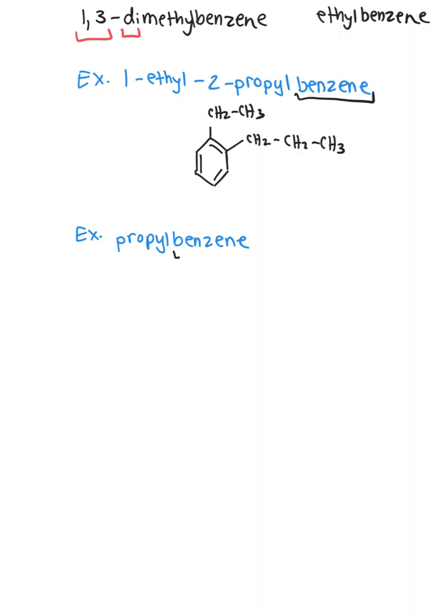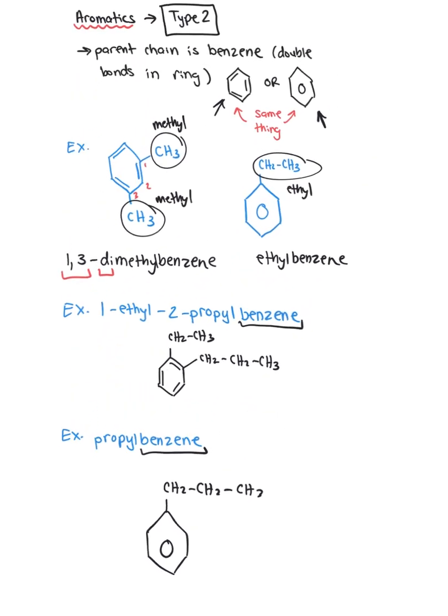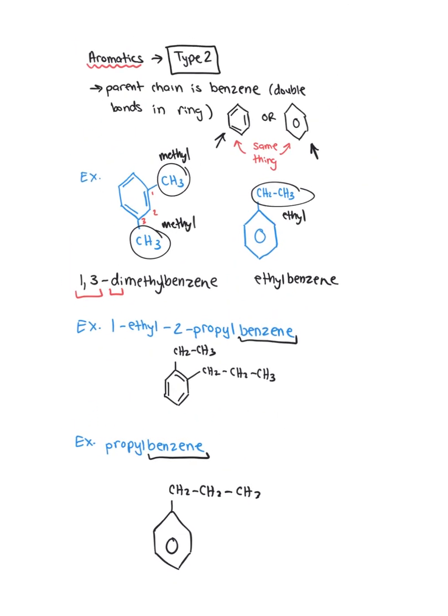Last one, propylbenzene. I am going to draw my benzene ring. Could do it like that. And I have a propyl group. It doesn't indicate the location, so it must be on the first carbon, and propyl means 3, so I've got a structure that looks like this. So this is the type 2 when you have benzene as a parent chain.